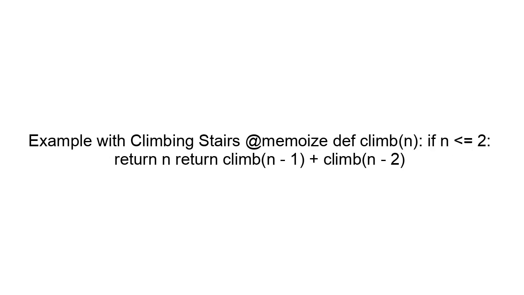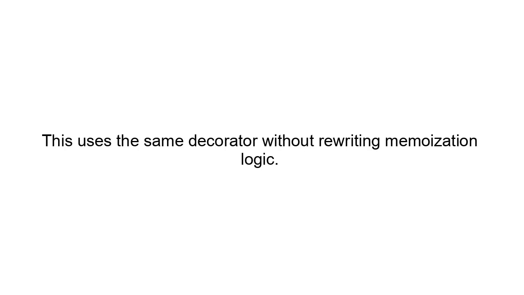Example with climbing stairs. @memoize def climb(n). If n is less than or equal to 2, return n. Return climb(n-1) plus climb(n-2). Print climb(10). This uses the same decorator without rewriting memoization logic. Example concept: one decorator means reusable across many recursive problems.